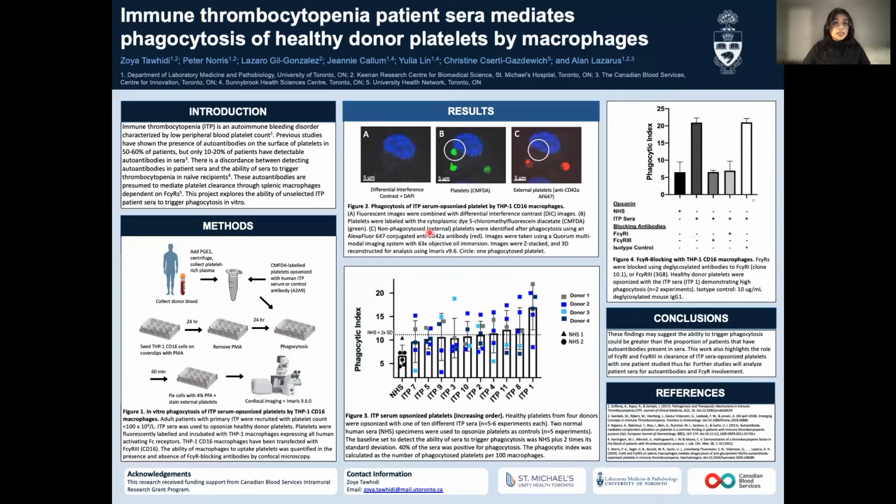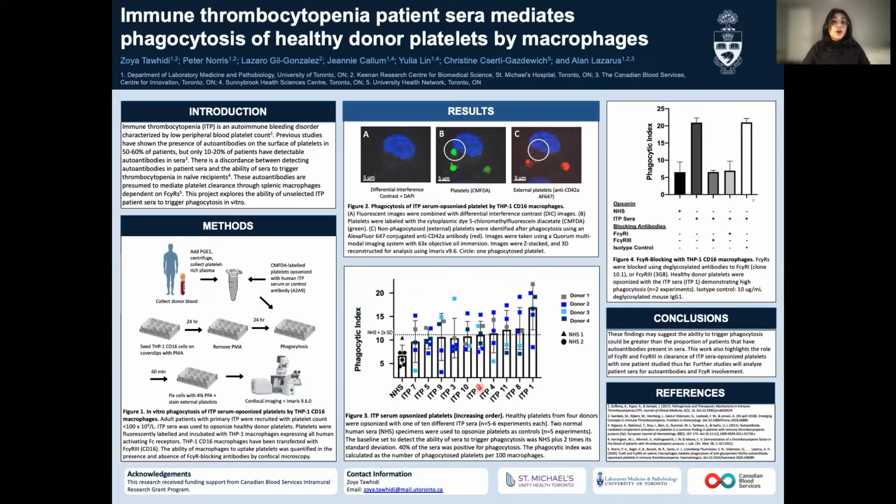For our results, we assessed platelet phagocytosis by using CMFDA to label platelets and Alexa Fluor 647 as an antiplatelet tag to mark non-internalized platelets. Here I have circled a platelet that was internalized, and it's differentiated from non-internalized platelets by the presence of a green fluorescence and the absence of any red fluorescence.